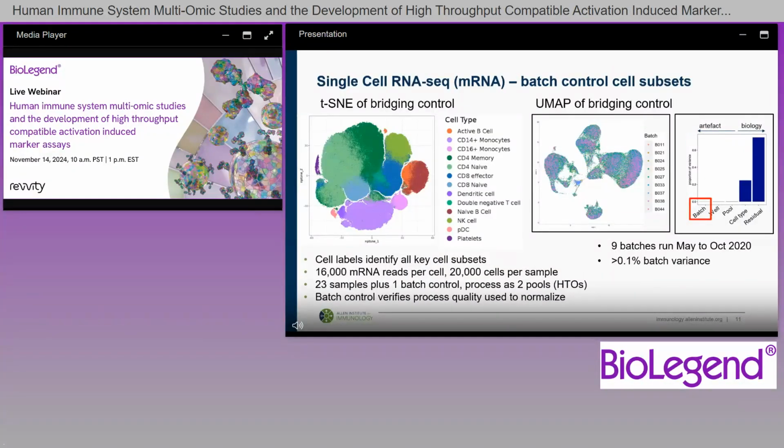And then the quality of that data is also replicated in the RNA-seq data that we're looking at here. And so what we've got is all of the cell types are able to be pulled out of that data. And then the UMAP you see in the center of this slide is showing 9 batches overlaid, run from May to October, with a less than 0.1 batch variance. And then again, just the far side, this bar graph showing that batch variance is really low, while on the other side you see biological variance between samples, which is what we're looking for.